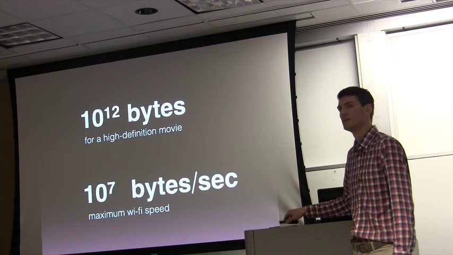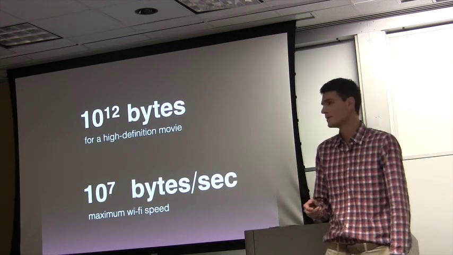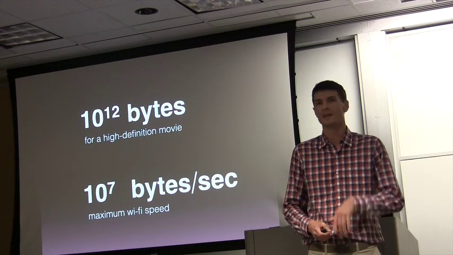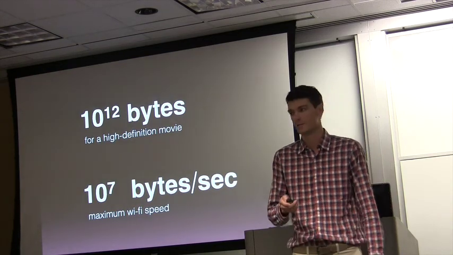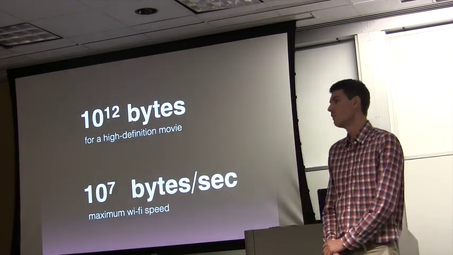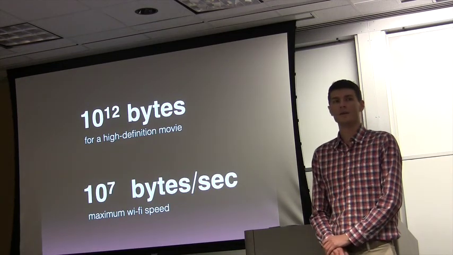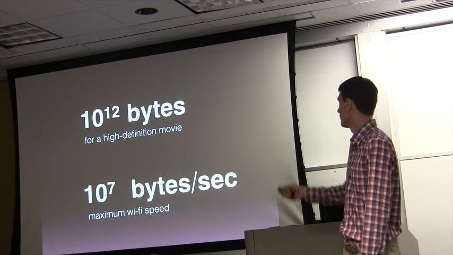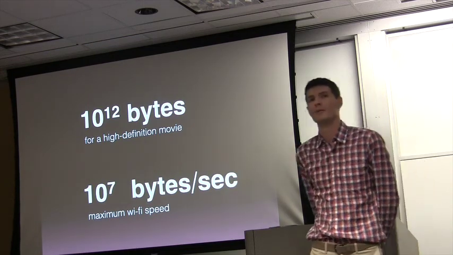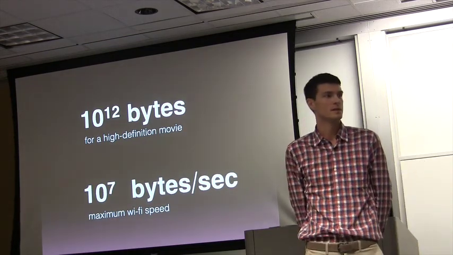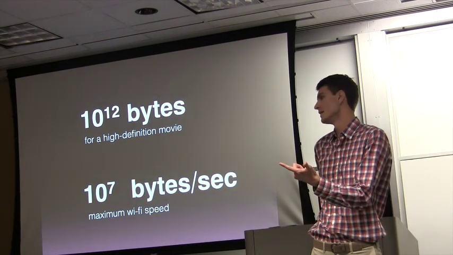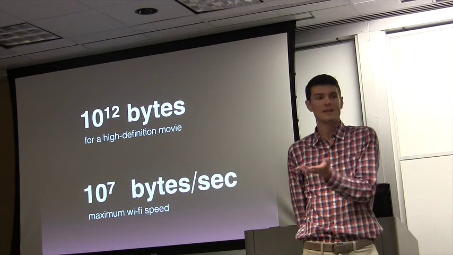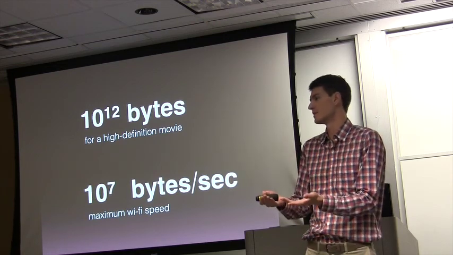And we can do this simply by counting. This is something that mathematicians call information theory. You just count the number of things that are possible. So let's count how many possible movies there are in the universe. Well, we've already said a movie is about 10 to the 12th bytes. What is a byte? A byte is 8 bits. Each bit represents on or off, so 2 choices. So 2 to the 8th is 256 choices.